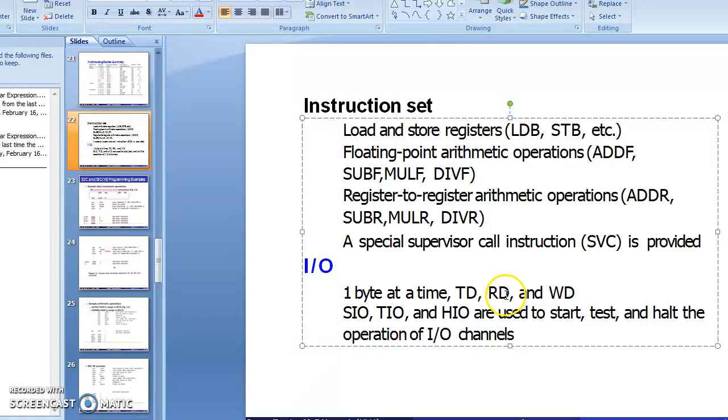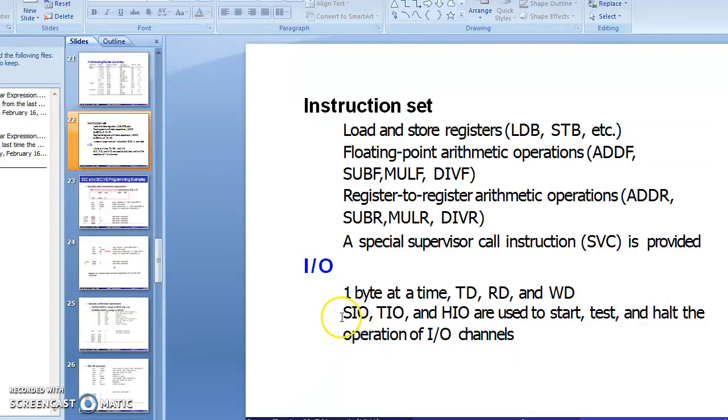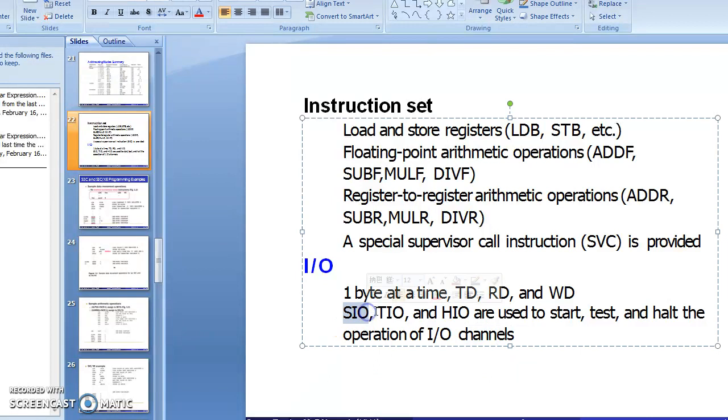Next one, RD. What is RD? Read data. It will perform input operation. Next one, WD. WD represents write data. It will perform output operation. This will be executed in SIC. Then additionally here we are using IO channels. We are going to execute in terms of 3 IO channels. First one SIO. Next one TIO. Then the last one HIO.